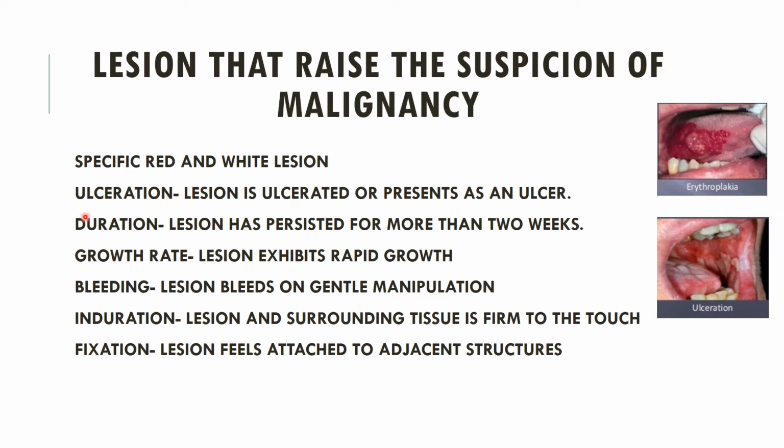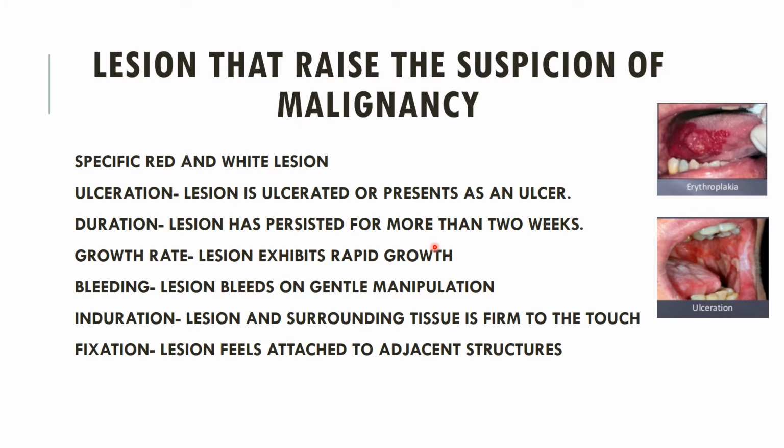The next one is the ulceration. So if the lesion is ulcerated or presents as an ulcer, it can be suspected as a malignancy. Now the duration. If the lesion has persisted for more than 2 weeks, that is 14 days, it can be a malignancy case. It is not a pre-malignant lesion, so it is a malignancy case. So you can easily detect that yes, it can be malignant.